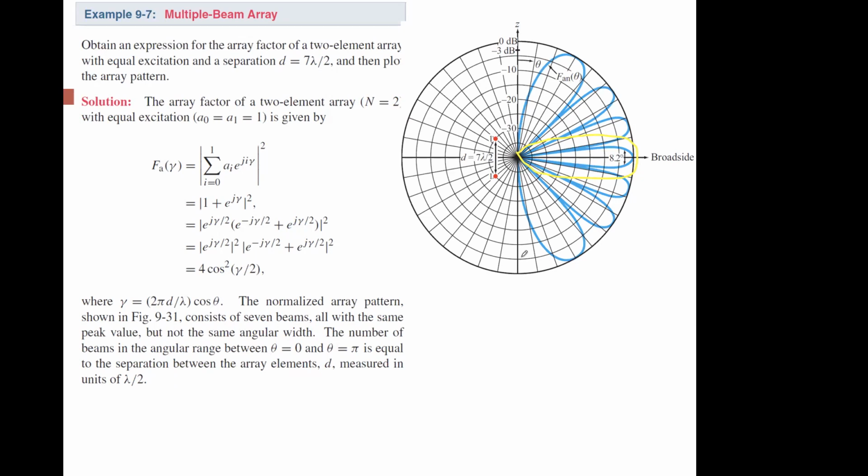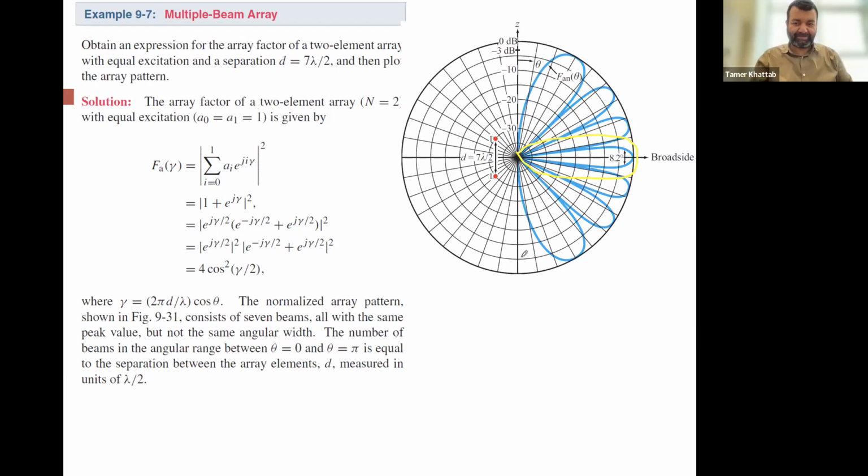Doctor, regarding the number of zeros, it's proportional to the number of elements, right? Not equal to. Yes. Okay, thank you. Other questions?